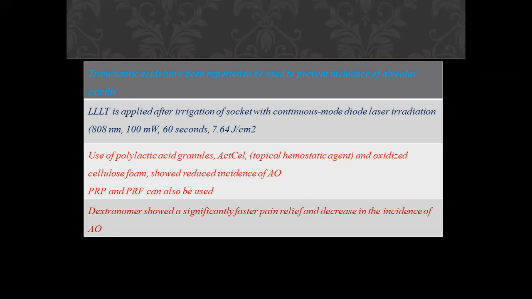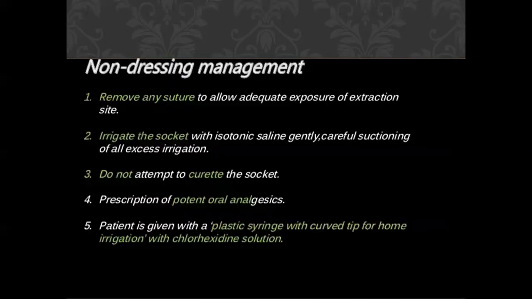There is also use of polylactic acid granules and oxidized cellulose foams. They also show a reduced incidence of dry socket. They are available as biodegradable polymers, topical hemostatics, and oxidized cellulose foams, as I told. The usage of all these agents will reduce the incidence of alveolar osteitis. Not only that, even PRP and PRF can be used to reduce the incidence of dry socket. Dextranomer shows significantly faster pain relief and decreases the incidence of alveolar osteitis. So these are all the pharmacological measures to prevent osteitis.